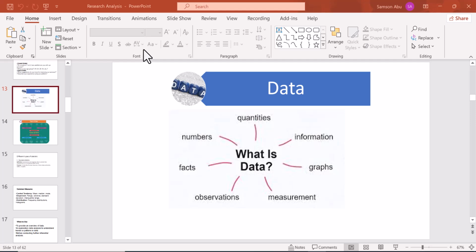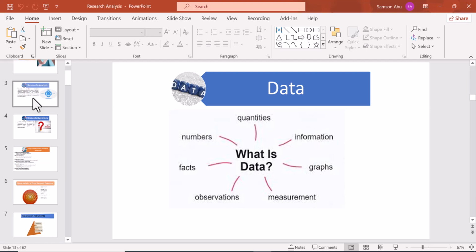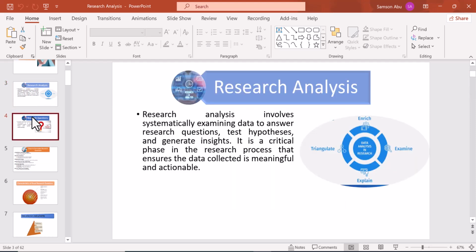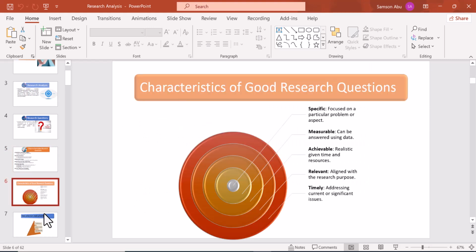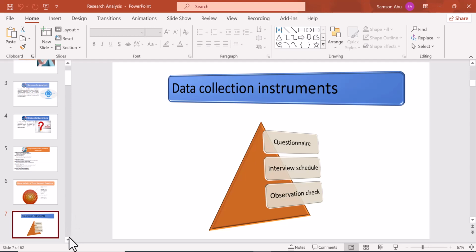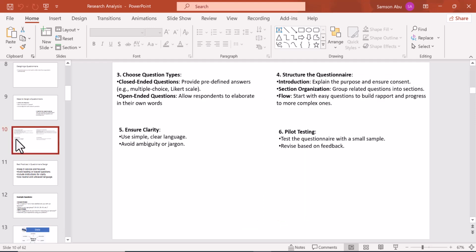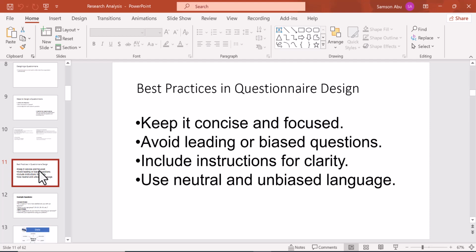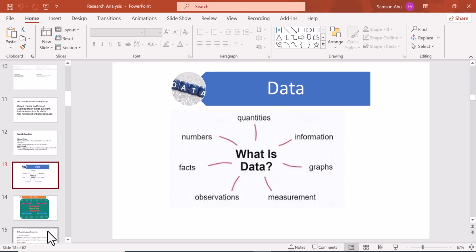In the previous class, we looked at how to formulate research questions, the different types of research questions, and methods of data collection. We considered different aspects of it, and when designing your question, the different formats, the structure, and choosing question types. We discussed pilot testing, best practices in questionnaire design, and examples of questions.